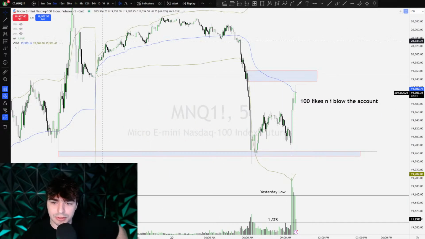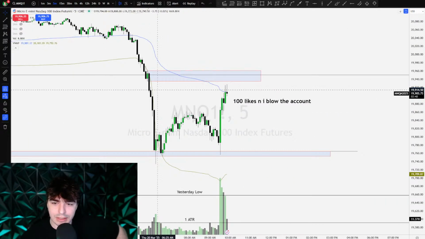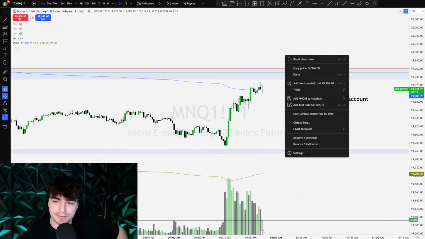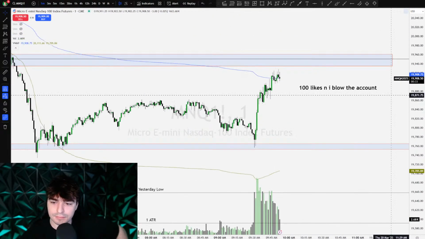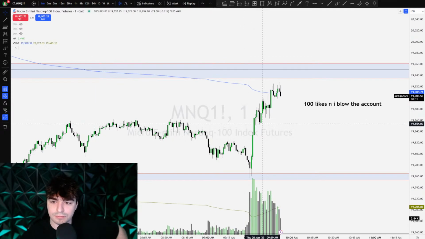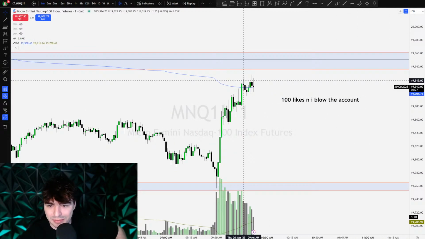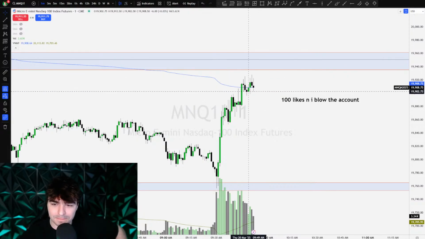We're so close to this level here, but no cigar yet. Look at that. Look at the struggle that's happening above VWAP. That's all good for shorts.